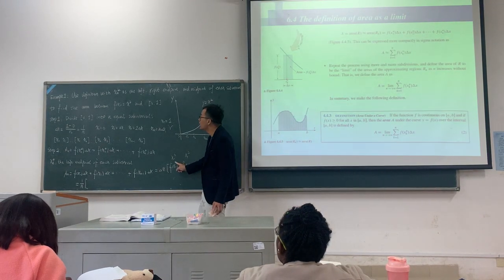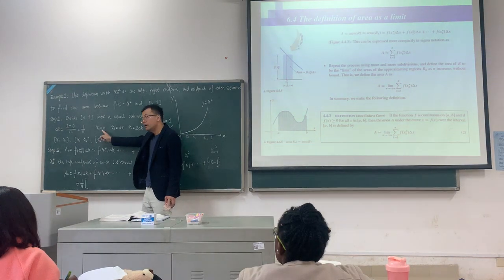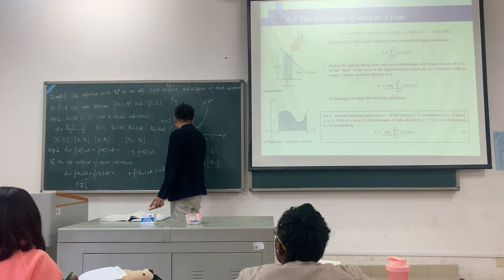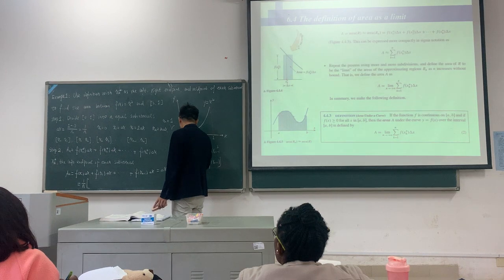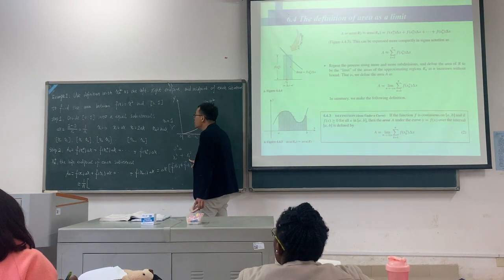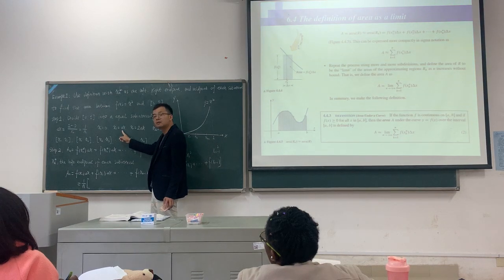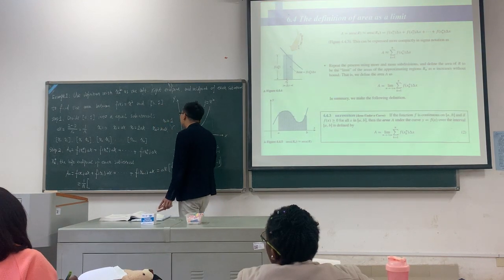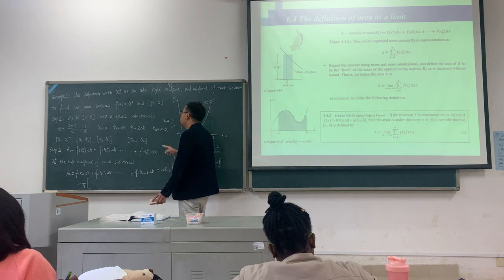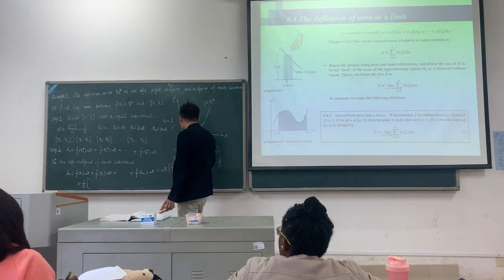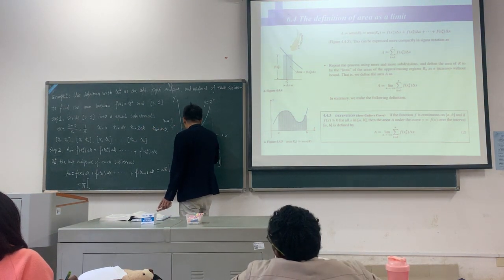x0 equal to what? x0 equal to 0, yeah? So here actually is 0 squared plus x1 squared, x1 actually is delta x. Yeah? So here delta x actually is 1 by n. So here actually is 1 by n squared.